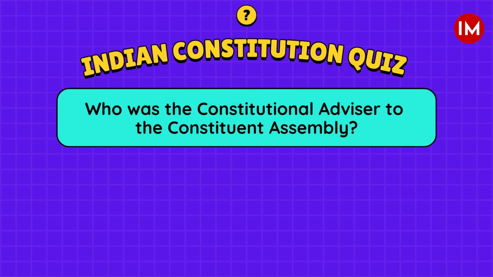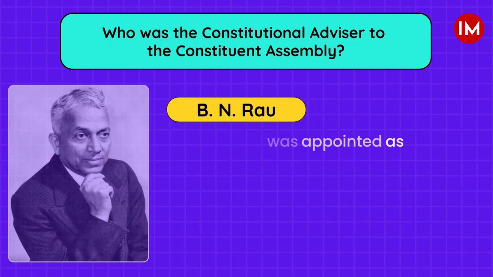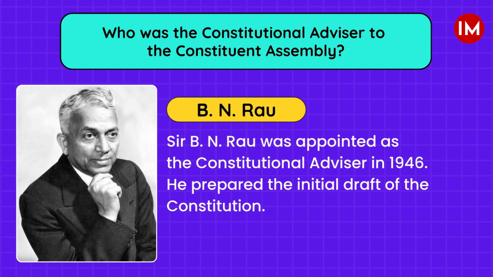Question 4. Who was the constitutional advisor to the Constituent Assembly? A. H.V. Kamath, B. B.N. Rao, C. K.M. Munshi, D. T.T. Krishnamachari. The correct answer is B. B.N. Rao. Sir B.N. Rao was appointed as the constitutional advisor in 1946. He prepared the initial draft of the Constitution.